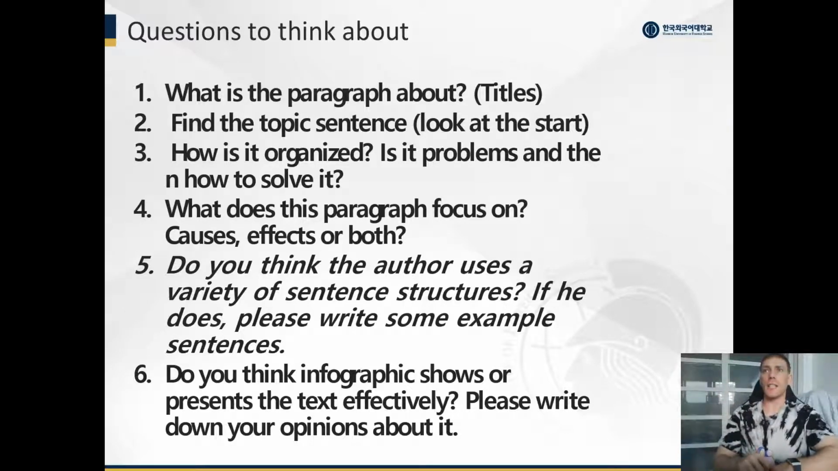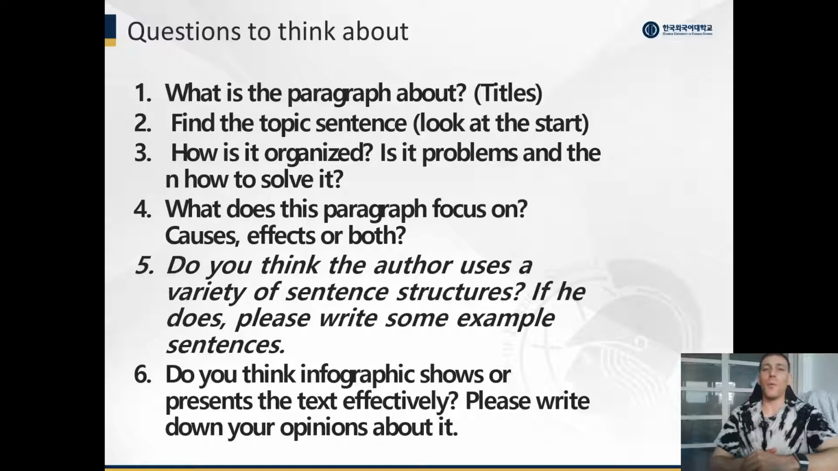Look at it. It's going to start obviously with a topic sentence, and then usually it's going to be split with the problems, like the causes, the issues that we have. Then it's going to maybe talk about how to change this, like solve the problems, and then at the end probably a conclusion. But have a look and see if it does that.